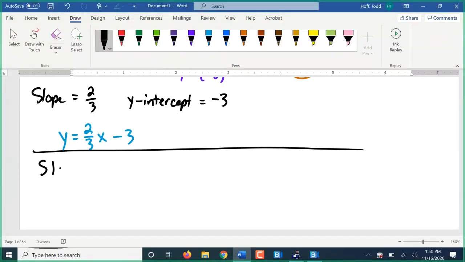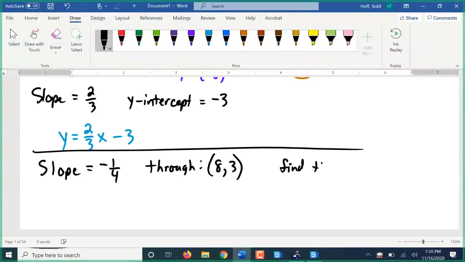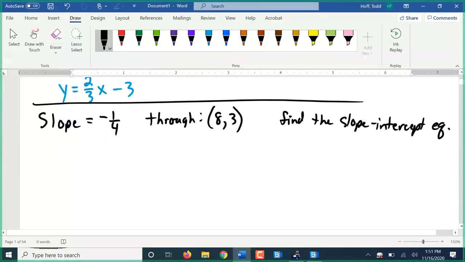Generally, we're not given it quite that handily. We might be told we have a slope of -1/4, and the line goes through the point 8,3. And I should specify here, we were told to find the slope-intercept equation. That's the form of the equation we've been working with so far all hour.